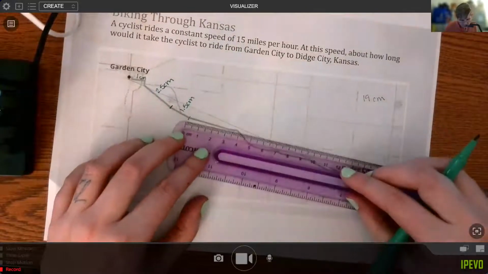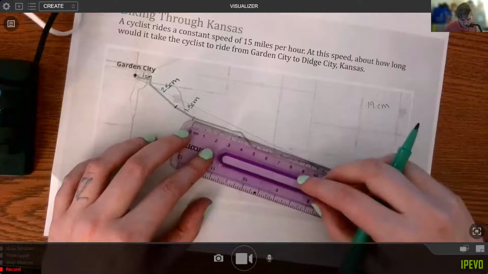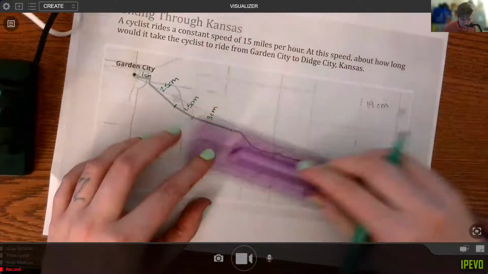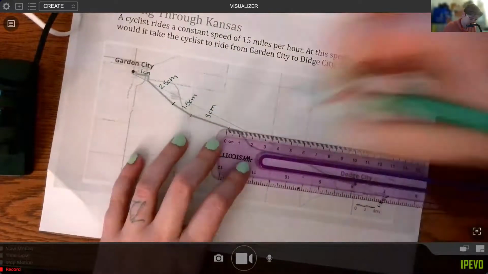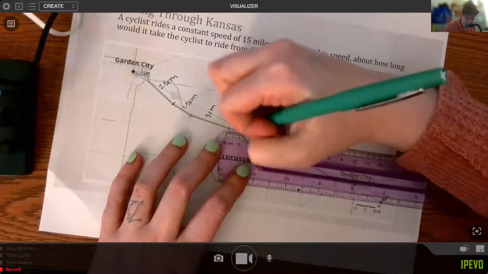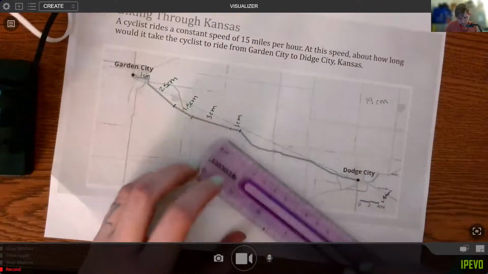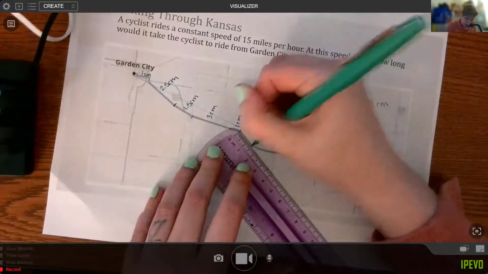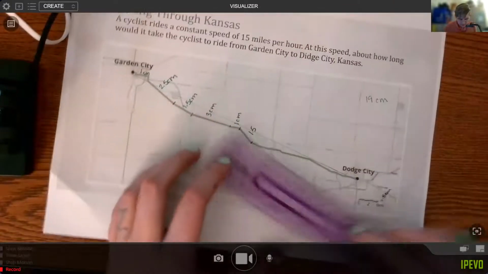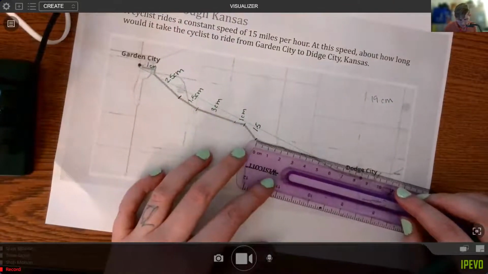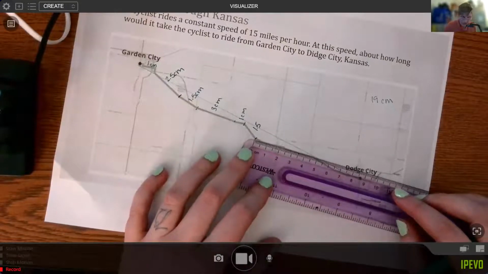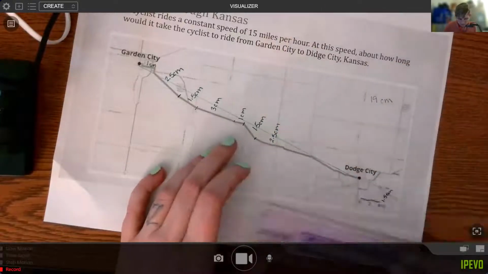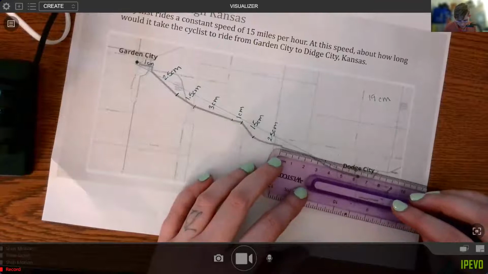Then we'll do this section right here. That's about 3 centimeters. Then we have this little section right here. That's about 1 centimeter. As you can see, we're just going to keep going until we've marked off the whole map all the way to Dodge City. Thankfully, this one has given us nice segments to work with that measure to fairly friendly numbers. So that will make our work a bit easier.